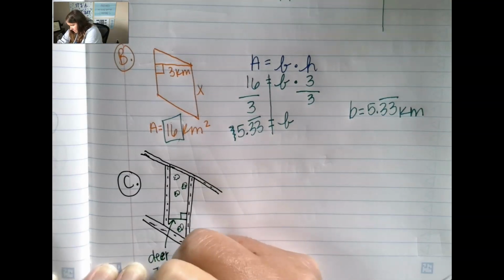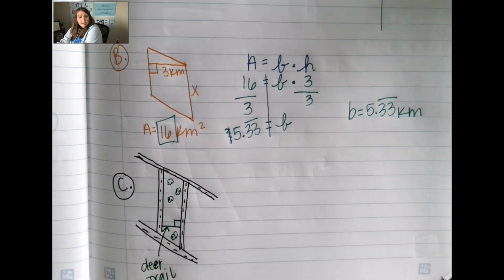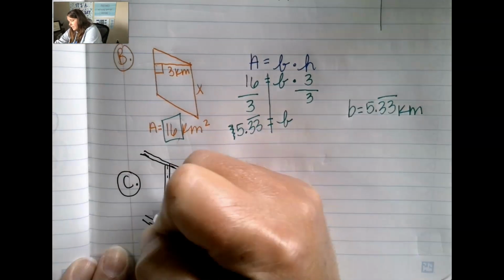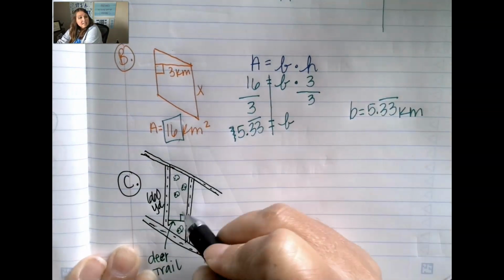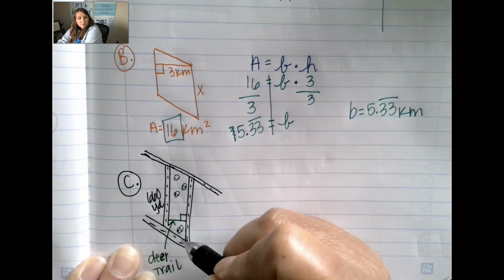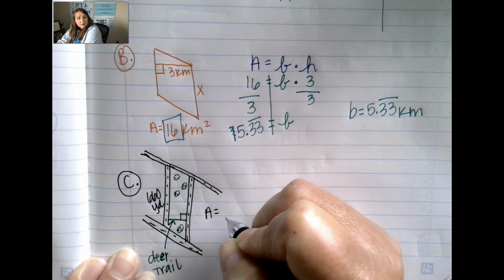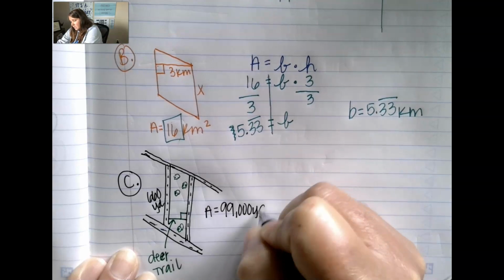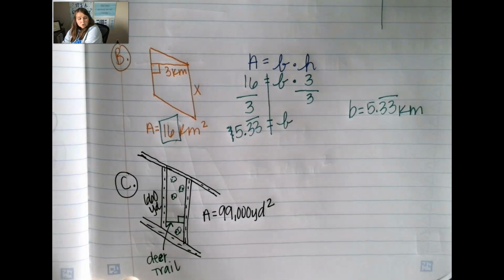Deer trail. Okay, let's see. That's our deer trail. The height is on the deer trail. Now, it tells us that the length of the road is 660 yards. And it tells us that the whole area of the forest, the area of the forested area there, is 99,000 yards squared. So our job is to find the length of the deer trail.